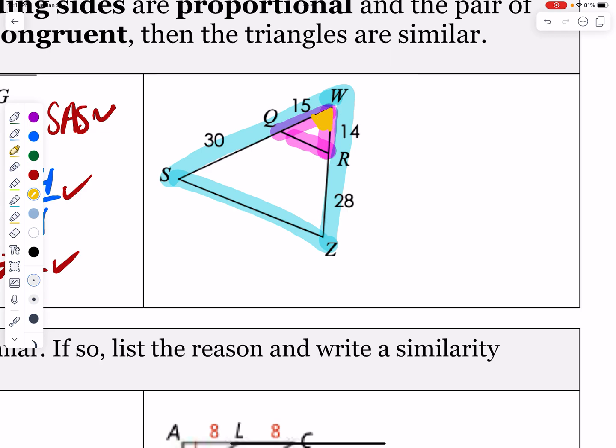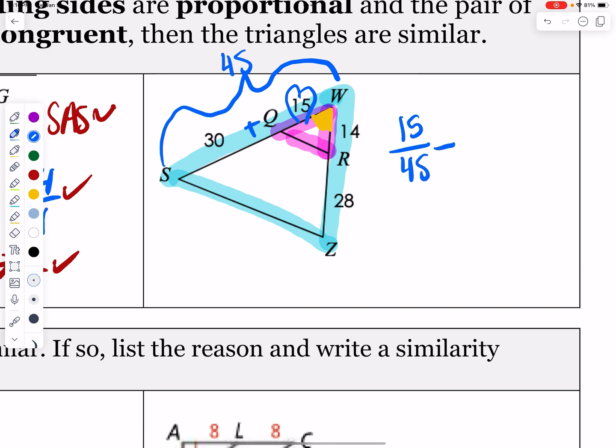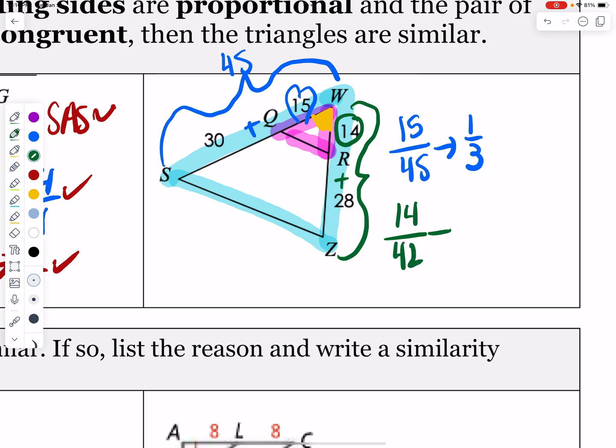So what is the left-hand side of the pink? That's going to be 15 over, so 15 over the whole thing of the blue. 30 plus 15 is 45. So 15 over 45 reduces to 1/3. Now let's check the other piece. 14 is the right-hand side of the pink. That corresponds to the whole right-hand side of the blue, so I add those together, and that's 42. That also reduces to 1/3. So that was those added together.